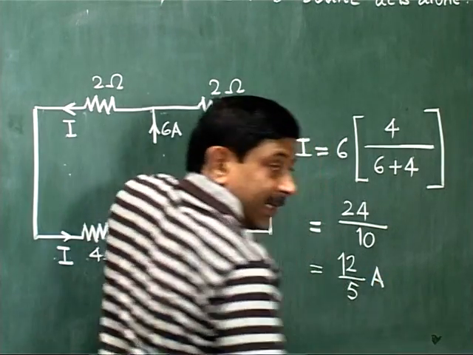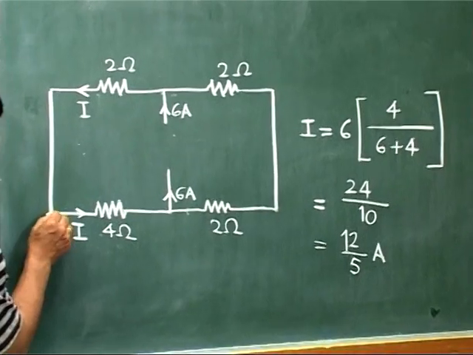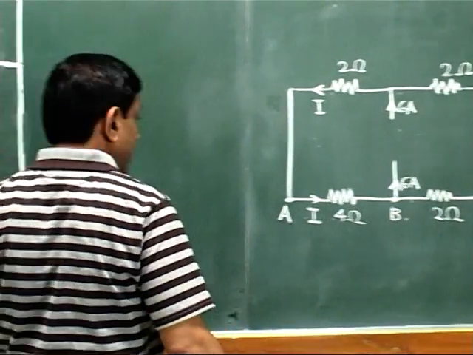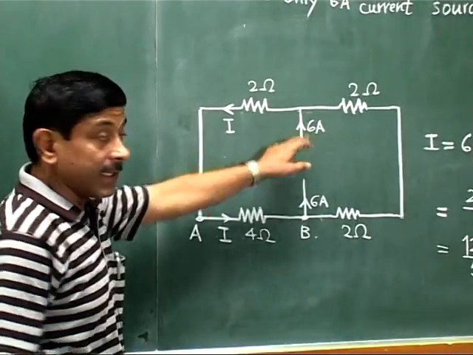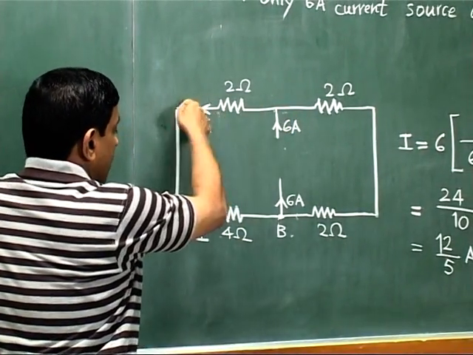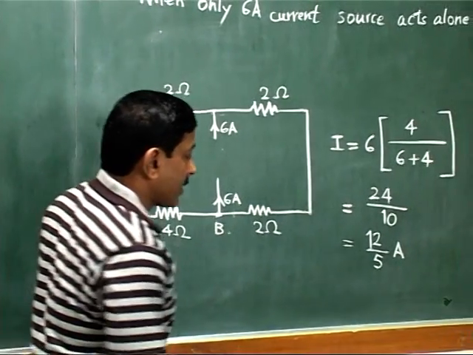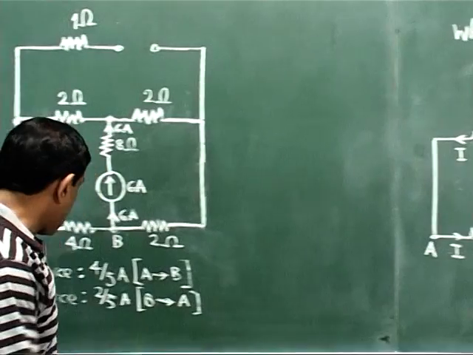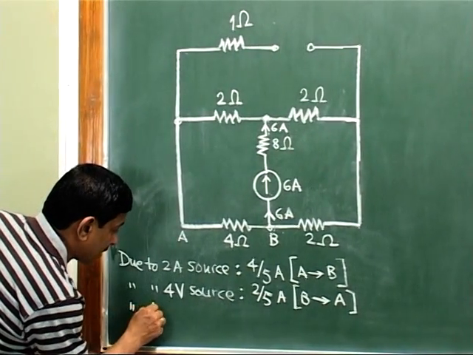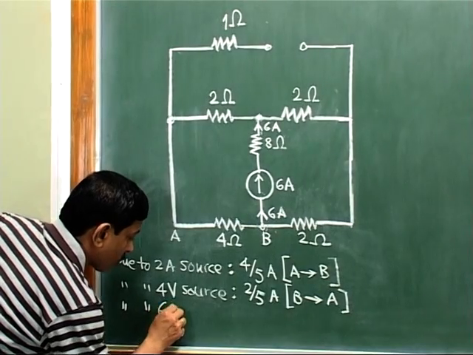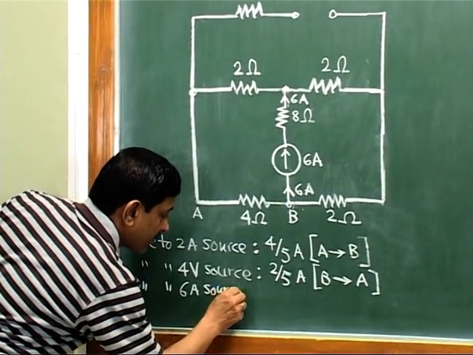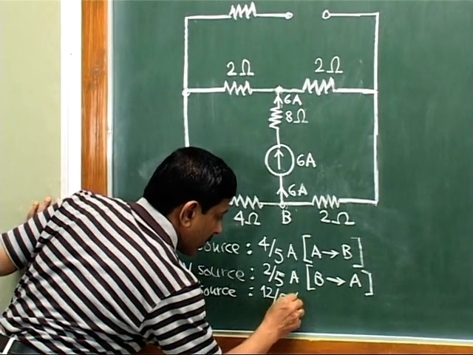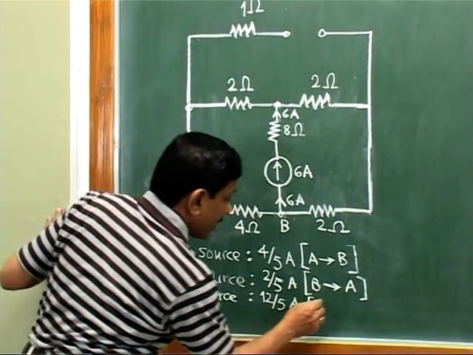And now see, what would be the direction? See, obviously this is our point A and this is our point B. Here we have shown, and since the direction of current is like this, obviously the current will be flowing from A to B. So here we will write the direction as A to B. So here we compile the third result as due to the 6 ampere source. What is our result now? Our result is 12 by 5 ampere, but its direction is now A to B.